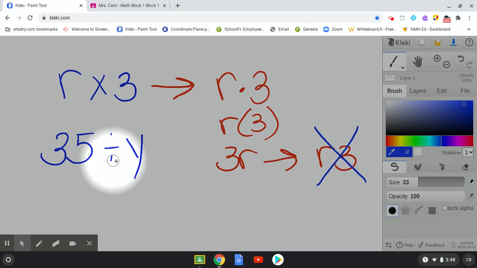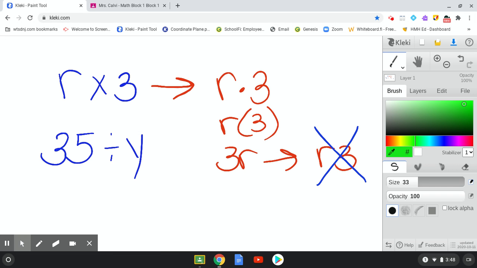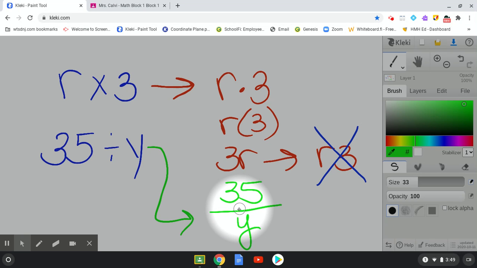All right, so that's 3 different ways you can write it using multiplication. For 35 divided by y, you can write this as 35 over y. So the fraction bar means division. And this is most likely how you are going to see division in 6th, 7th, and 8th grade and as you go on in math. You usually don't see the division symbol as often. You will see the fraction bar representing division. Okay?